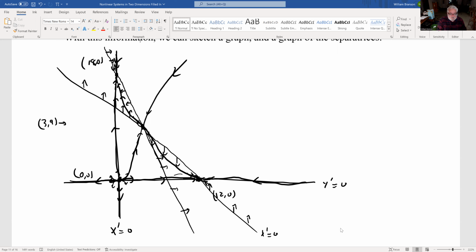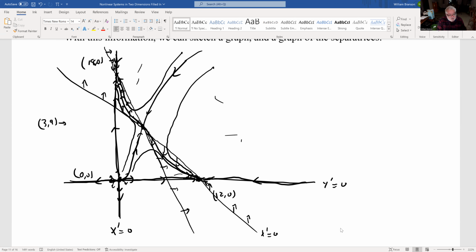So if we start out here on this side of this thing, it would come down into here and over there. If I started over here, I would come down into here and up there. If I started out here, you would come up, cross this, and up to that one. Here you come up, cross this, and down to that one. So pretty much everything over here will go to this one. Pretty much everything over here goes to this one.